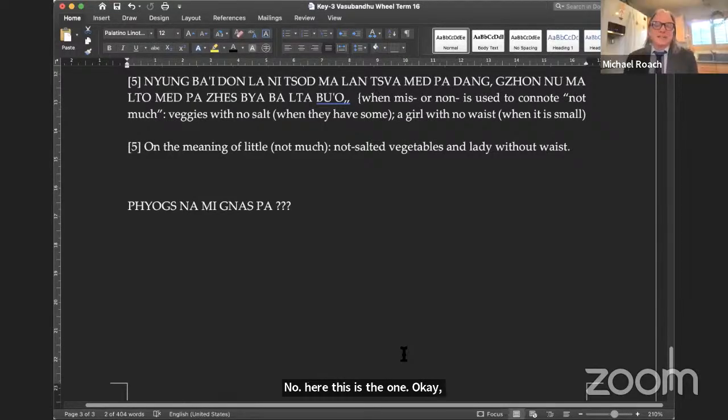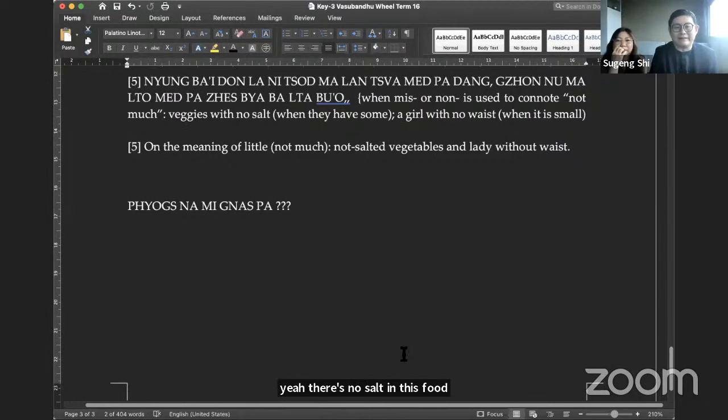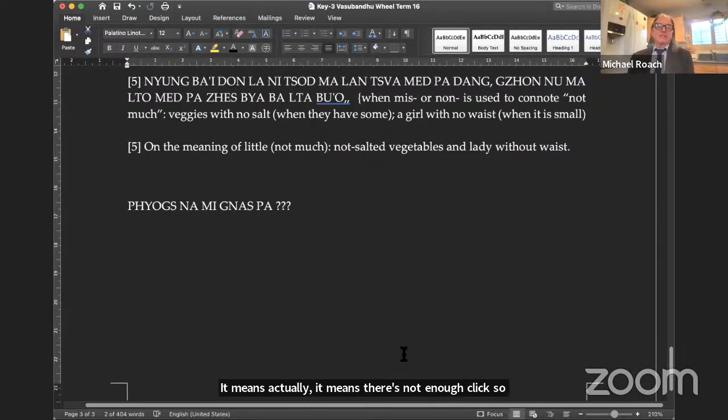There's no salt in this food. It means there's not enough. Nyungwa means not enough, too little. So when you say there's no salt in this food, it means there is salt, but it's not enough. Or you say she's a girl with no hips.